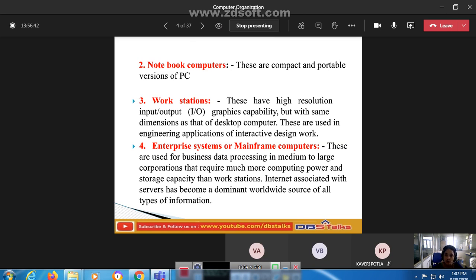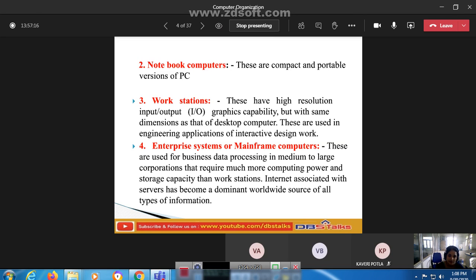Next, notebook computers. What is meant by notebook computers? From the name itself we can understand that the size is that of a small notebook. The laptop is a computer of small notebook size. It is a compatible and portable version of a PC. Portable means we can carry it from one place to another: laptops, tabs, mobiles. These are portable computers, a version of the personal computer. This is called notebook computers.